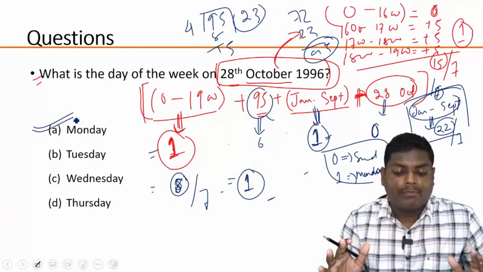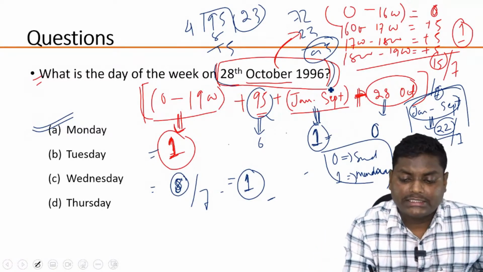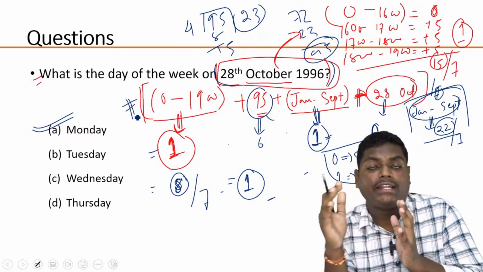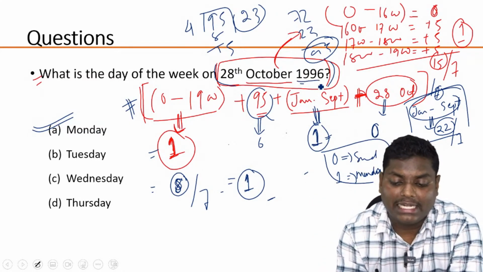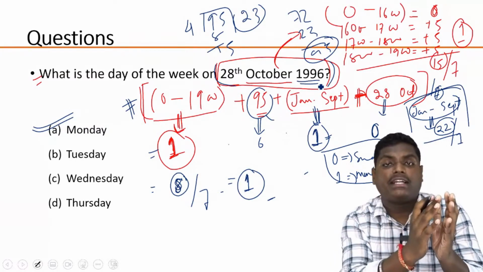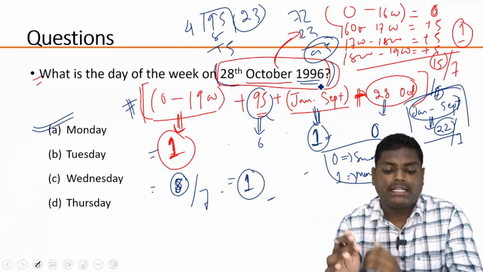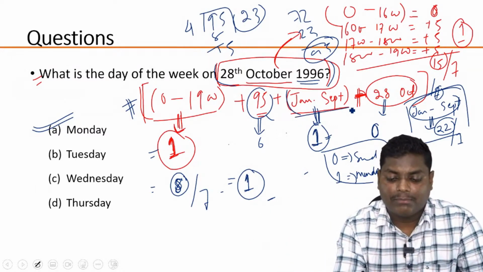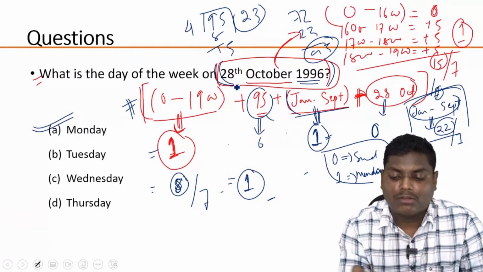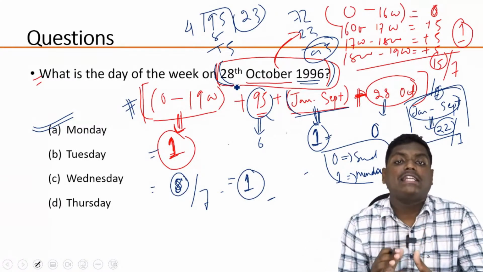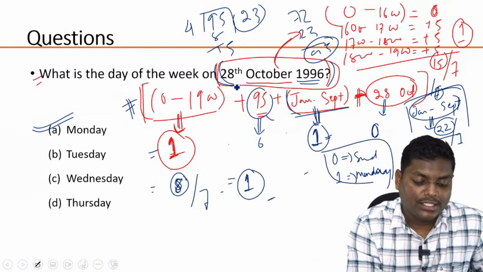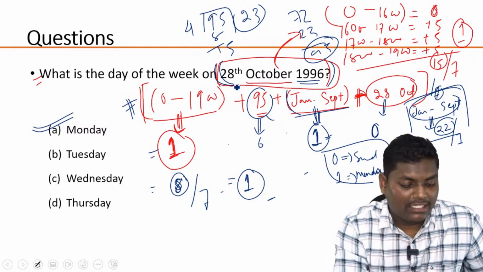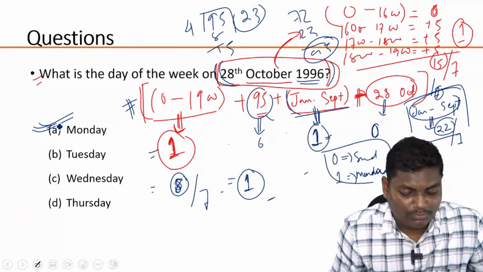So I'll just repeat what we have done. The first task for you is to write the date in terms of 0 to 1900 plus 95. If 1996 is there, 0 to 1900 you have already considered, 95 you have to consider again, and the 96th year you have to break into January to September and the last 28 days of October. Again, you have to individually find the number of odd days. Now, if you add all these odd days, you will get 1, and that will be equal to Monday.